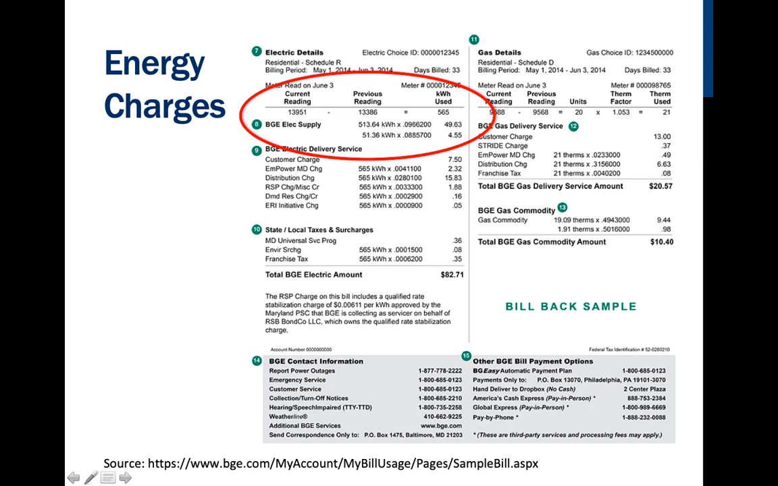And again, there could be seasonal charges in there. I may get charged more for the summertime electricity than the wintertime. There's all sorts of stuff that's hidden in these numbers.